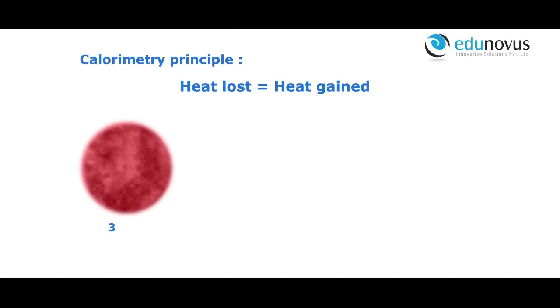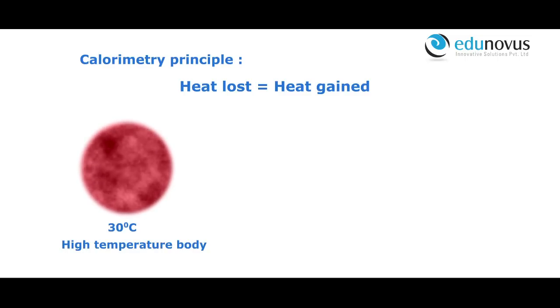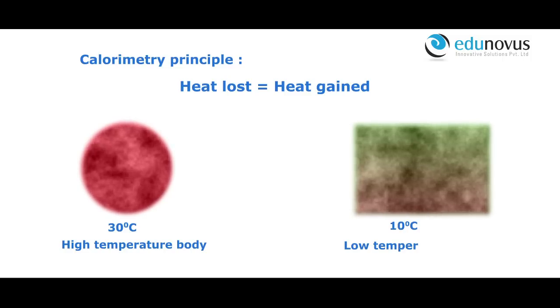Calorimetry is the branch of physics which deals with the measurement of heat. It is based on the principle heat lost is equal to heat gain. Let me explain the principle with a simple example. Consider a body with a high temperature of 30 degrees and another body at a low temperature of 10 degrees centigrade.